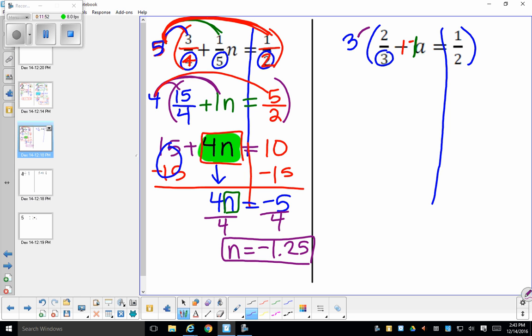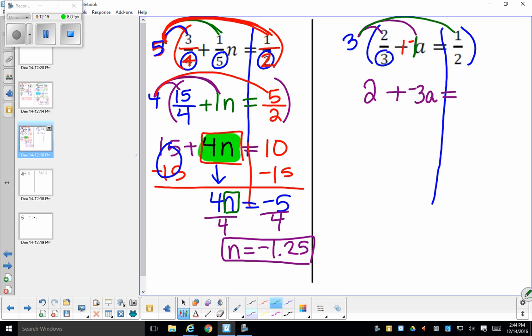So I'm going to send it in the first time. I said 3 times 2 is 6. Divide by 3 is 2. Send it in again. 3 times -1 is -3. Reattach the variable a. And on the right-hand side, we have 3 times 1 is 3.